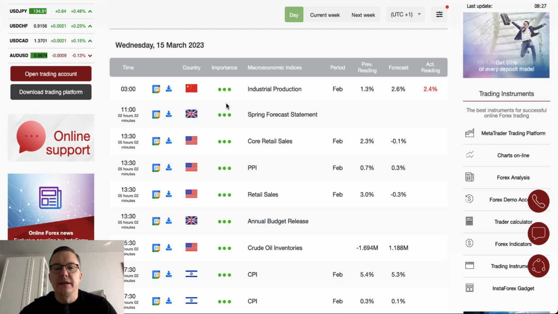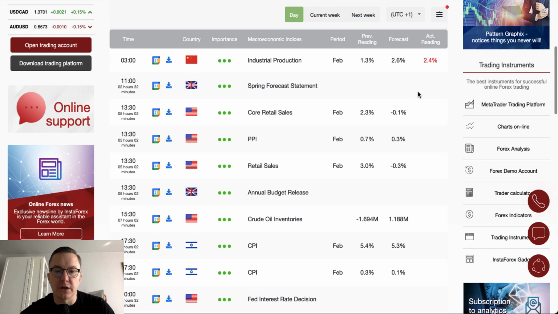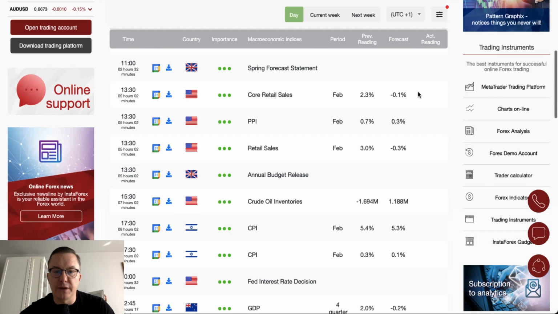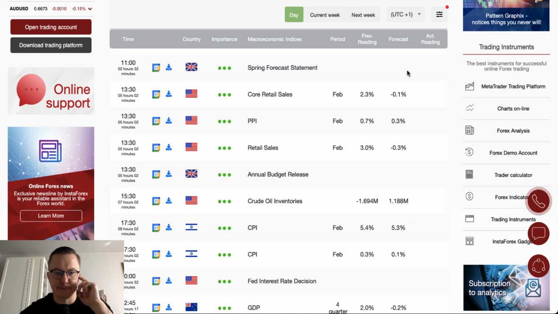We even have the industrial production data from China overnight. Very nice reading, 2.4%. Better than the last reading of 1.3%. However, still below the forecast of 2.6%. Just a slight miss here. Nevertheless, pretty good reading from China. So we are going to find out what the Aussie, for example, is doing after this data was published.